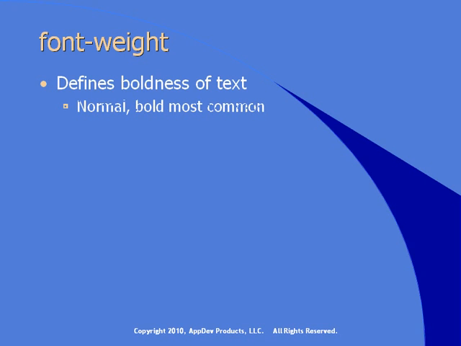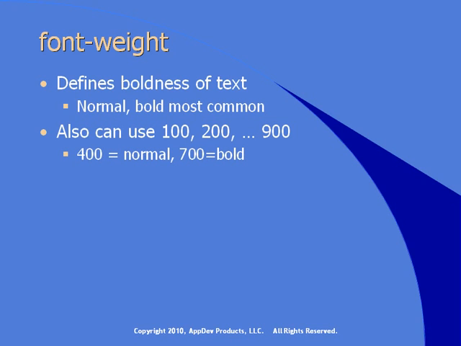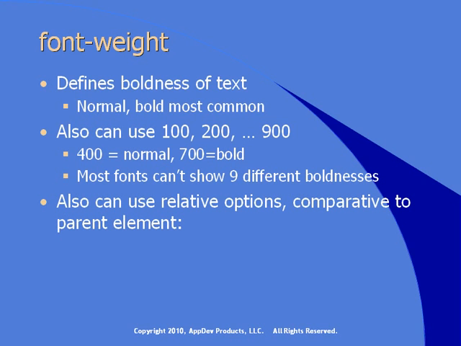You'll most likely use normal or bold. You also can use the numbers 100, 200, 300, and so on through 900. 400 equals normal, and 700 equals bold. Most fonts really can't show 9 different boldnesses. I've never seen one that even comes close to supplying more than 3 or 4 different boldnesses, so you'll rarely use the in-between ones. You can also use relative options, comparative to the default parent element. Remember that in most cases you inherit the behavior of your parent element, but you can specify bolder and lighter, and those will be with respect to what you would have been if you hadn't specified this attribute.